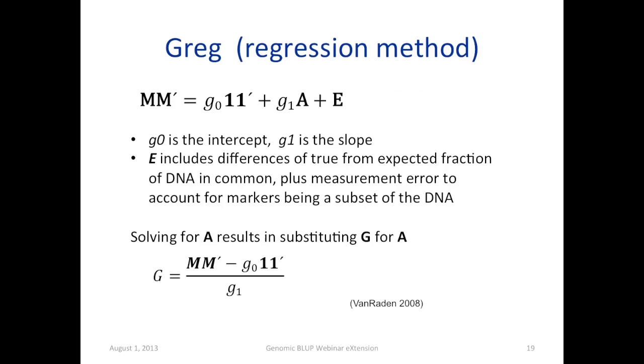So the error actually includes the difference of true from expected fraction of DNA in common, plus the measurement error to account for markers being a subset of the total DNA. So we want to solve for A, and we substitute A with G because G is analogous to A.